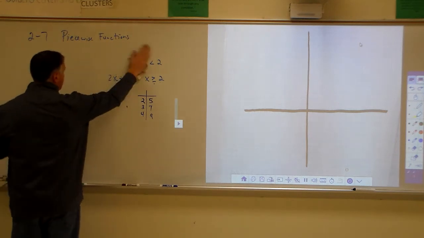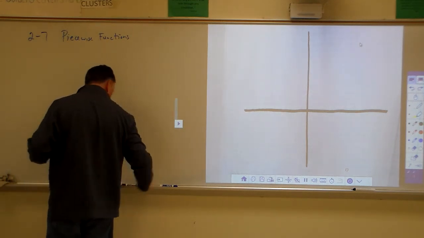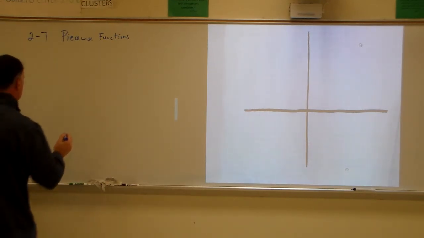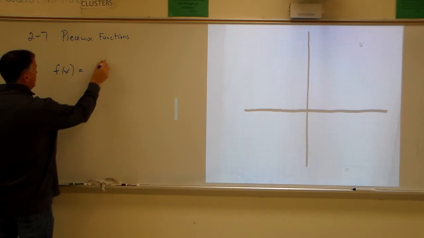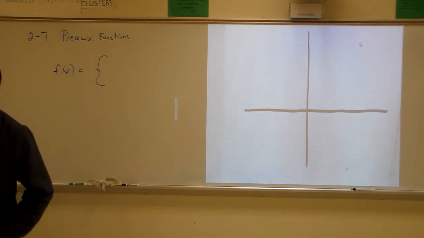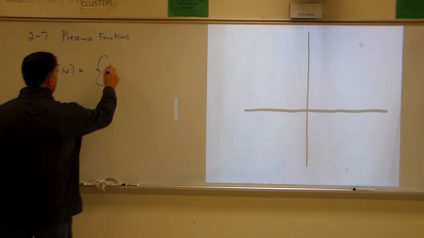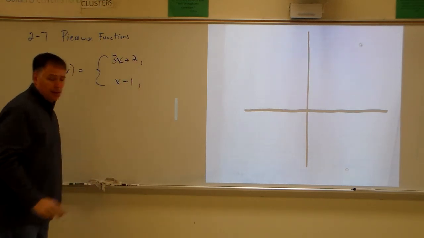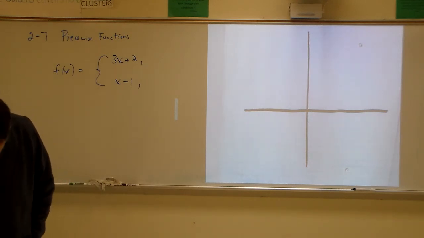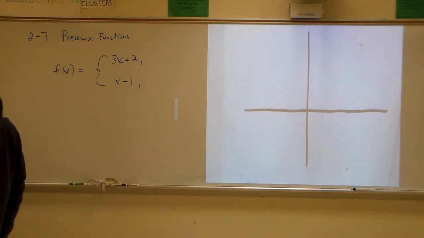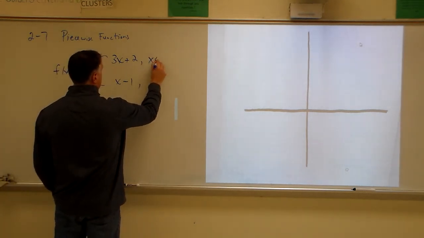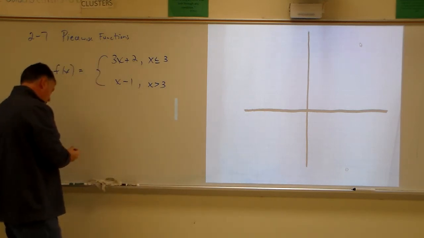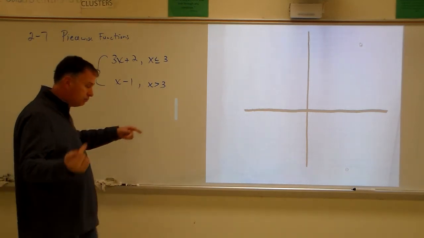So, let me give you one to try. f of x equals 3x plus 2 and x minus 1. In the top one, we're going to do that when x is less than or equal to 3, and the bottom when x is greater than 3. So I want you guys to try that.